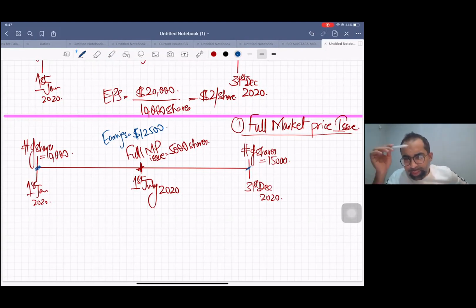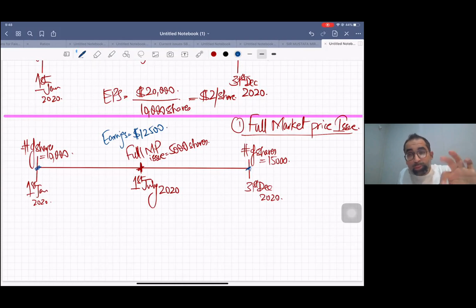Now, that means from the mid of the year, the total number of outstanding shares became 15,000 shares. At the beginning of the year, it was 10,000. And at the mid of the year, the company issued new 5,000 shares. So 10 plus 5 is 15,000. So at the end of the year, the total number of shares issued are 15,000 shares. Now, what are the earnings in this question? Look at the screen. The earnings are $12,500.